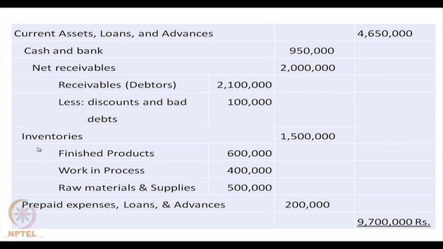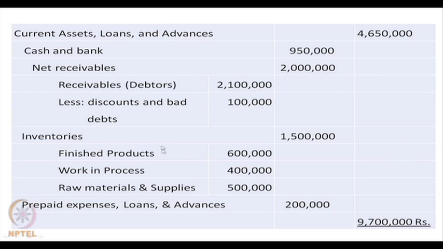Now, the next item is inventories, next item under current assets. Current assets has got cash, accounts receivables, inventories and prepaid expenses. Inventories can be in three types: raw material and supplies, work in process and finished products. Different accounts are maintained for each of them, as we already know.